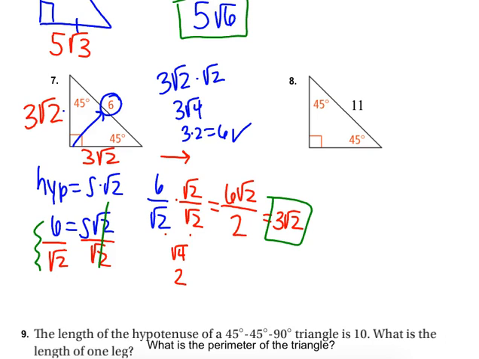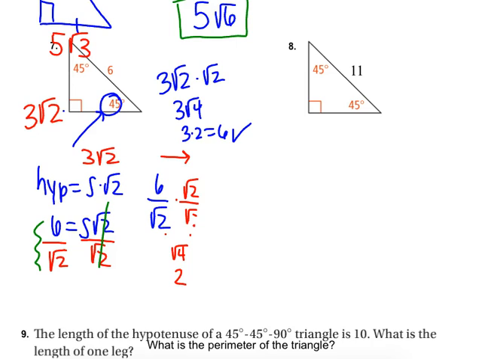Pause the video. Try to do this one on your own. Ready, set, go. You'll thank me later if you actually try this on your own. But at the time, I'm just going to start doing it right now. So again, we are given our hypotenuse is 11. So I know my hypotenuse equals our leg times the square root of 2.